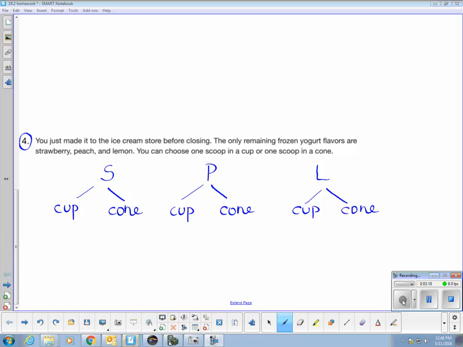So all the outcomes in my sample space: strawberry in a cup, strawberry in a cone, peach in a cup, peach in a cone, lemon in a cup, or lemon in a cone.